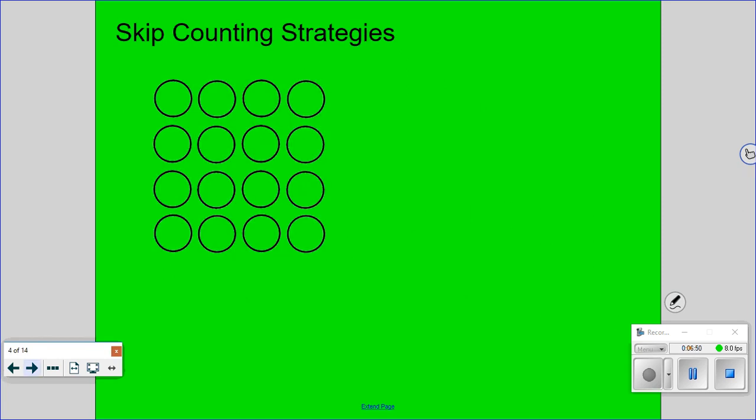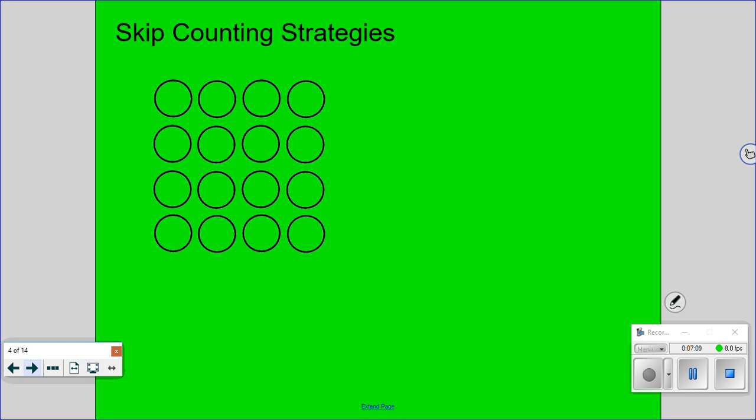Alright, last thing we're going to talk about are some skip counting strategies. If you're not good at skip counting and maybe you don't want to use your fingers or you don't have access to a number line, we're going to talk about some ways that you can get good at skip counting. I would like you to pause the video and go ahead and draw this 4x4 array.